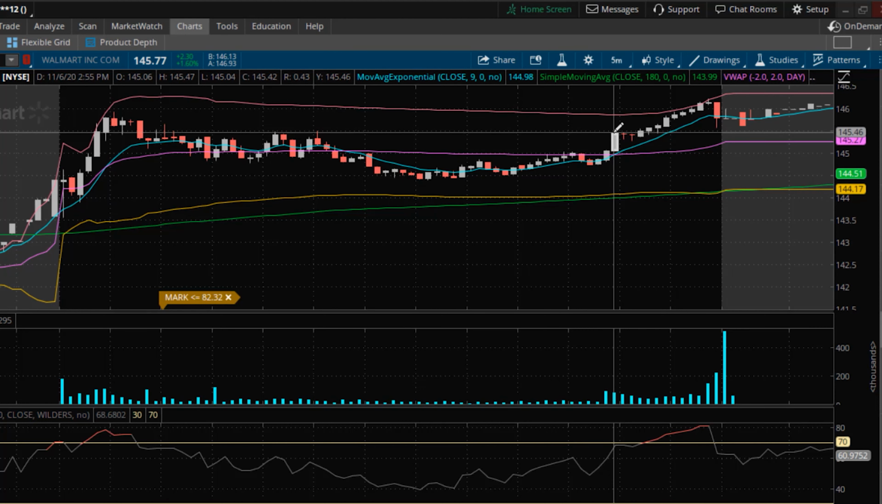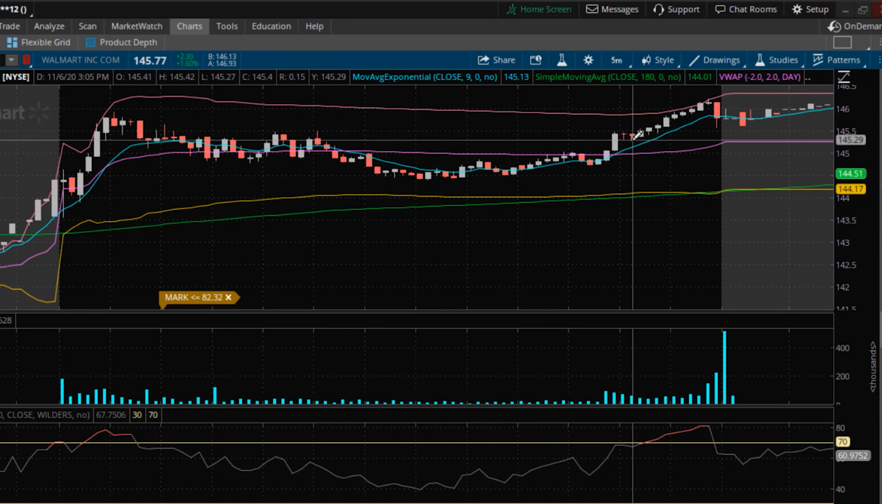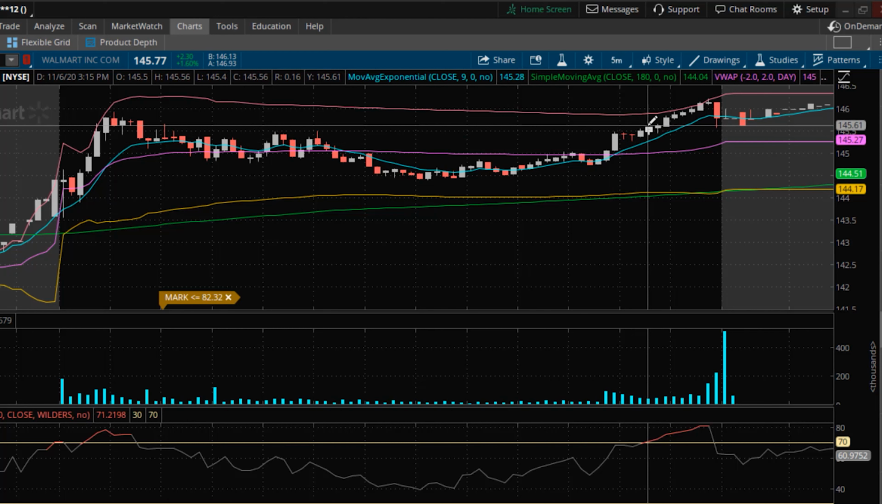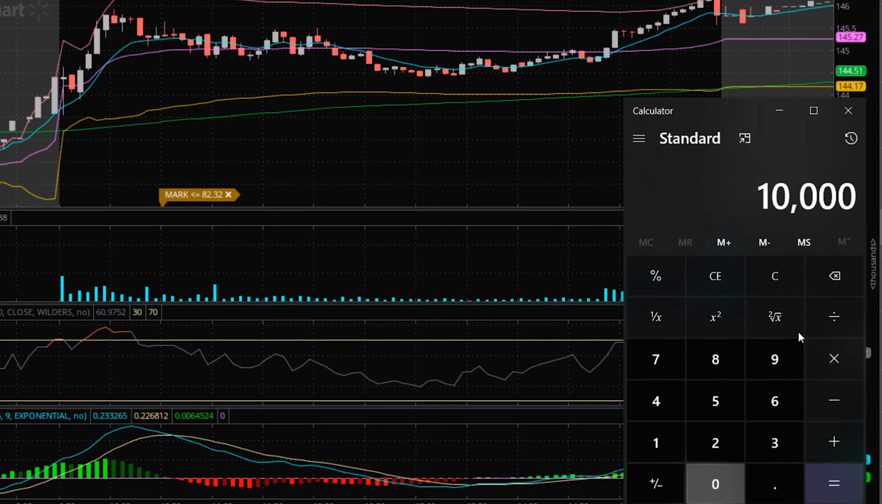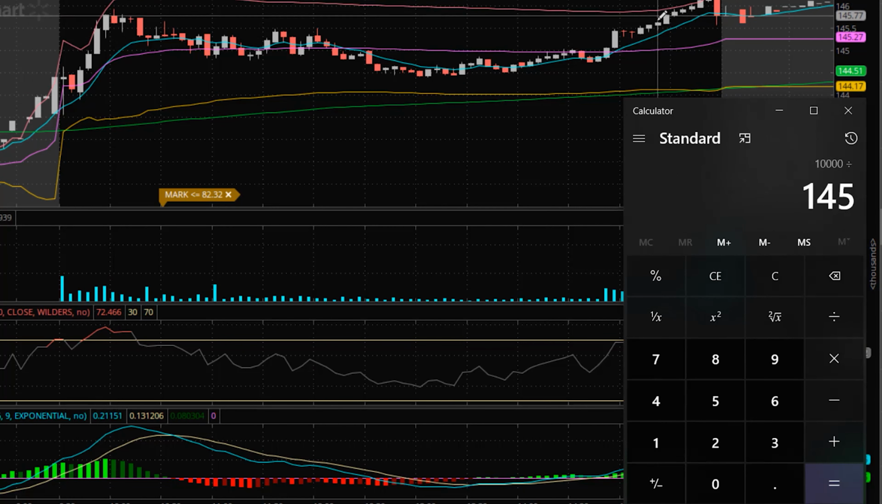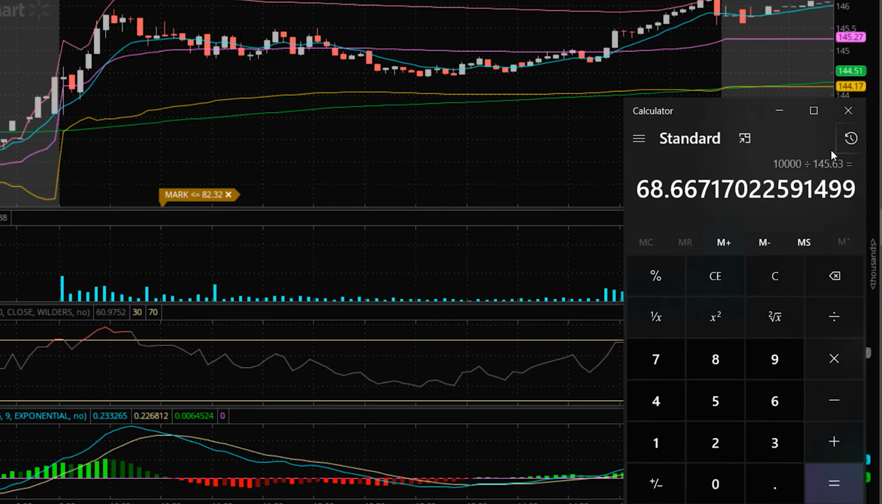So you're like, okay, it's still going up. Okay, some red candles, it's going down. Then it's showing signs of going up again. So you add in your second position of $10,000, and let's say at $145.63. So let's do another $10,000 divided by 145.63. So now we're buying 68 shares at this price.